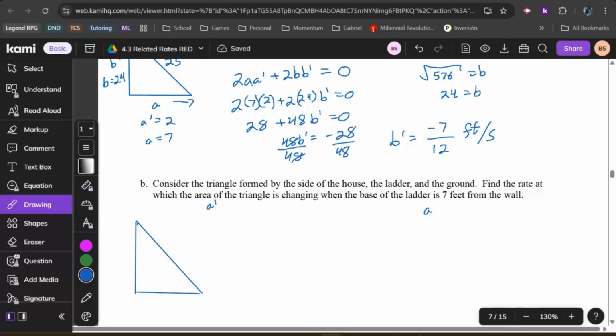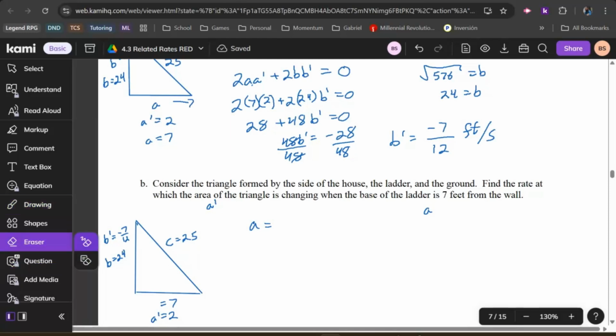But because this one is the same, we know that A is 7, we know that A prime is 2. Over here, we know that B prime is negative 7/12. We know that B is 24, and we know that C is 25. And we want to know the area. Well, the area is going to be, in our case here, equal to A times B divided by 2. So that's a little bit awkward since the way we did this. So why don't we change our labels? Let's change A to being the base.